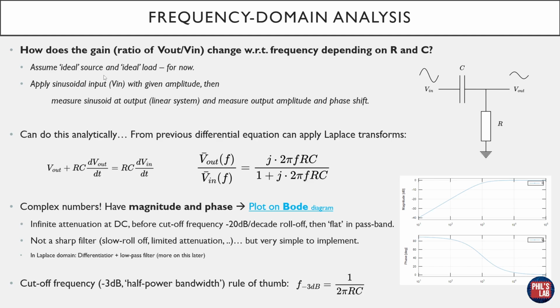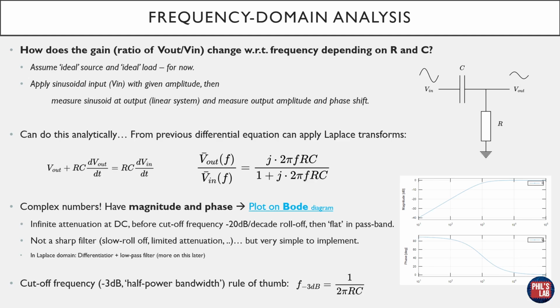Again, we're assuming an ideal source and an ideal load for now, and we're applying a sinusoidal input, V in, with a fixed amplitude and a fixed frequency. We're expecting a sinusoid at the output because this is a linear system, and we're measuring the sinusoid at the output. We compare the amplitude of the output sinusoid to the input sinusoid, as well as the phase shift of the output sinusoid to the input sinusoid.